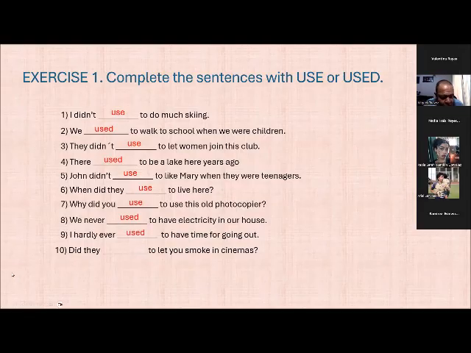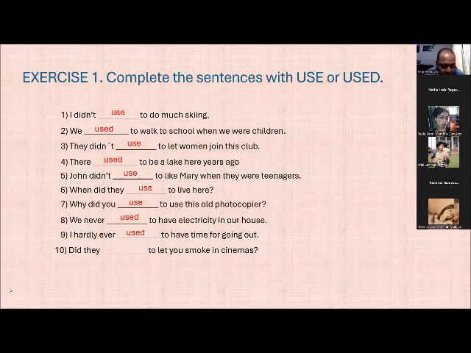Norma Guadalupe, can you help us with the last one, please? Did they use to let you smoke in cinemas? Okay, thanks a lot. Remember then that with affirmative, we use "used." And with negative and interrogative, we use "use" without D.